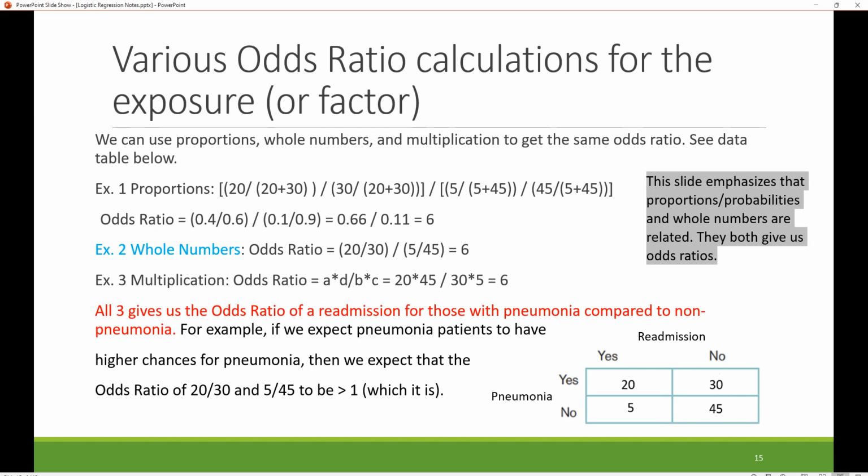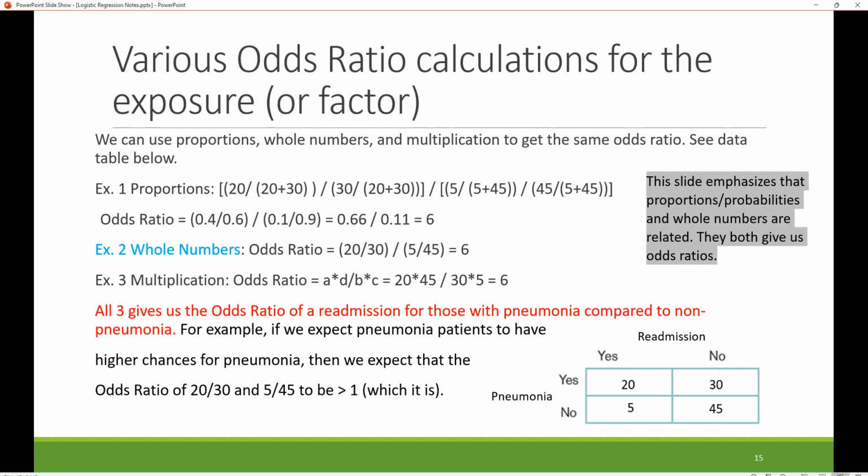non-pneumonia patients? So what we can do is divide 20 by 30, and we can compare that with 5 divided by 45. So in example 2 on the whole numbers, our odds ratio is 20 divided by 30 and that value divided by 5 divided by 45. And from this we see that pneumonia patients are about 6 times more likely to have a readmission than non-pneumonia patients. So that's what an odds ratio is.